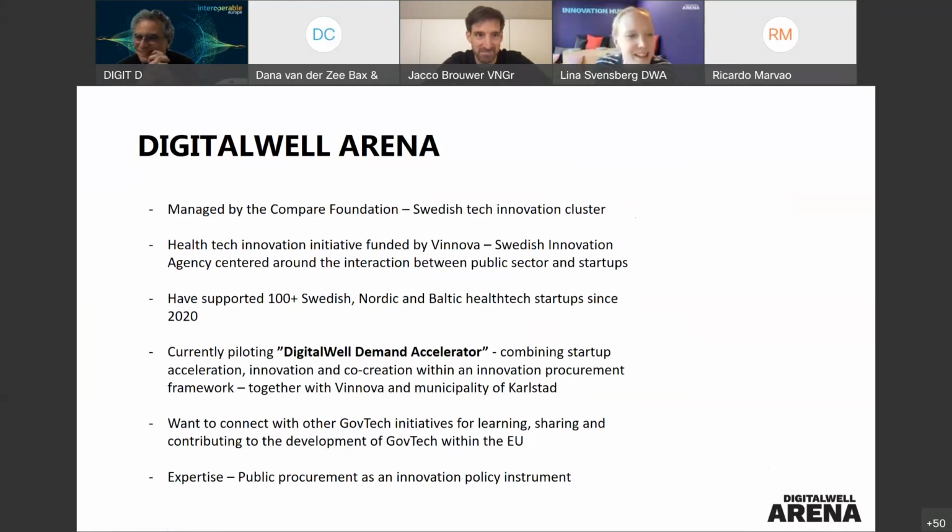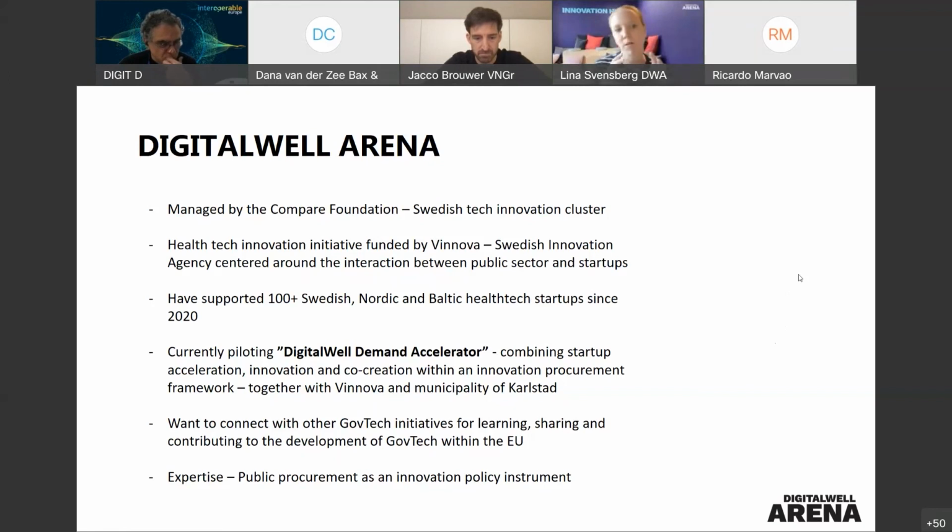But anyway, I'm from Digital Arena, which is managed by the Compare Foundation, which is a Swedish tech innovation cluster located in the western Sweden, close to the Norwegian border. And I'm working with Digital Arena, which is a health tech innovation initiative funded by Vinnova, which is a Swedish innovation agency. And we're centered around the interaction between public sector and startups, mainly related to health. Since 2020, we have supported around 100 plus Swedish, Nordic and Baltic health tech startups.